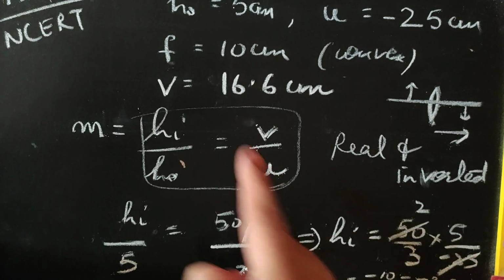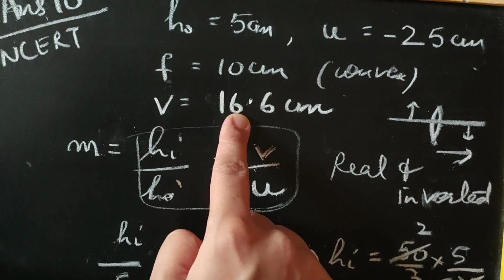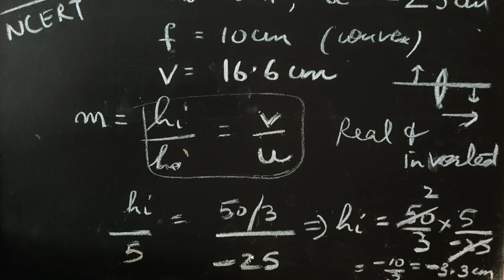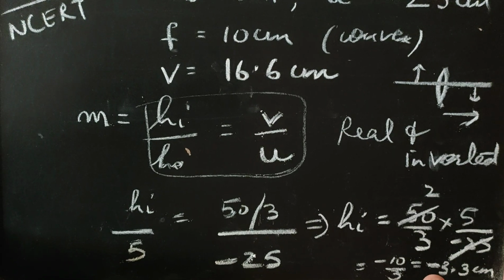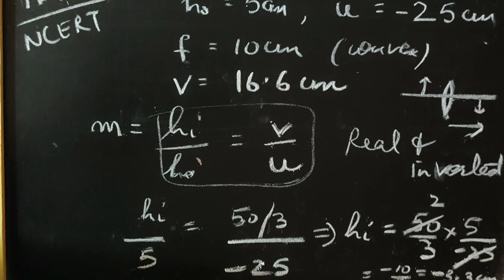We have calculated the image distance, or the position of the image, 16.6 from the lens. We have calculated the size of the image, minus 3.3 centimeters, and we have also found that the nature of the image is real and inverted.